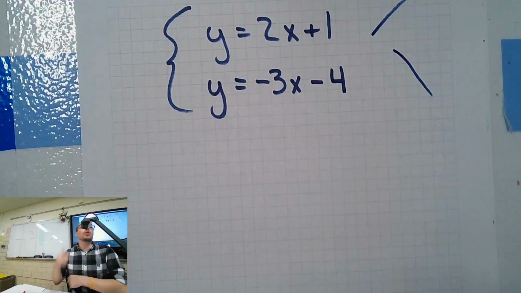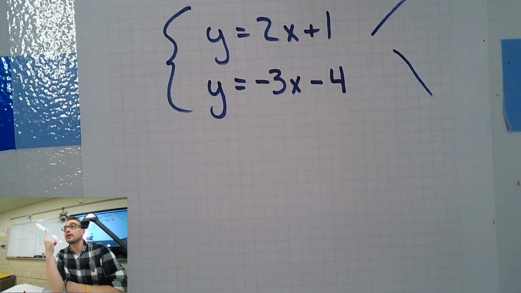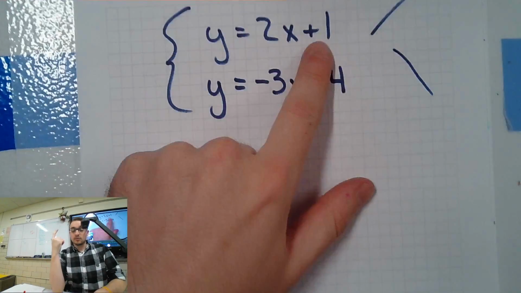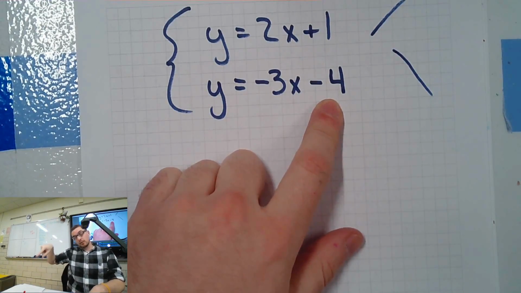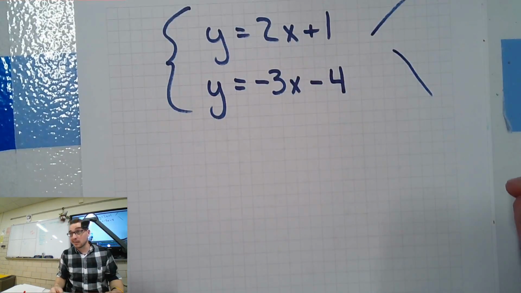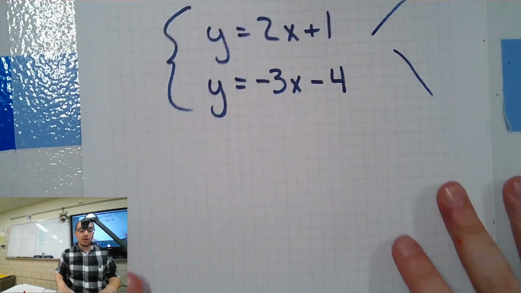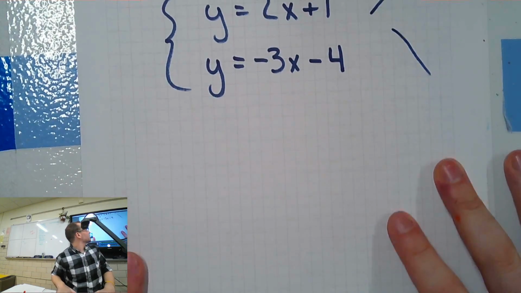Well, I have a couple ways. One, I can graph them, see where they intersect, right? We know how to do that. Y-intercept at 1, go up 2 over 1. Y-intercept at -4, go down 3 over 1, right? See where they intersect. Yuck. Or I can do it algebraically.